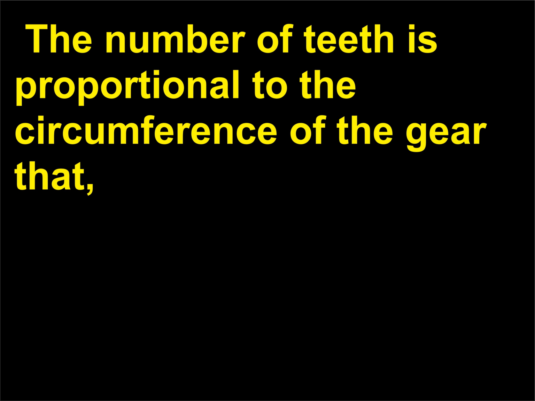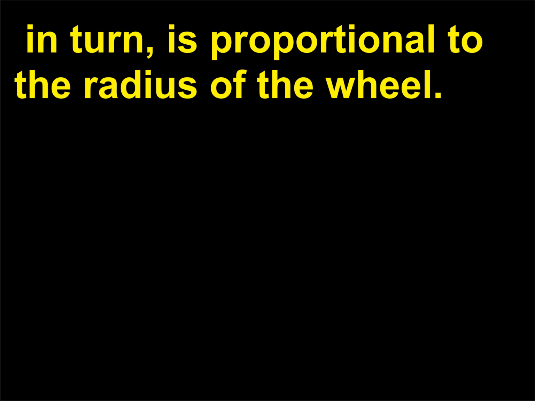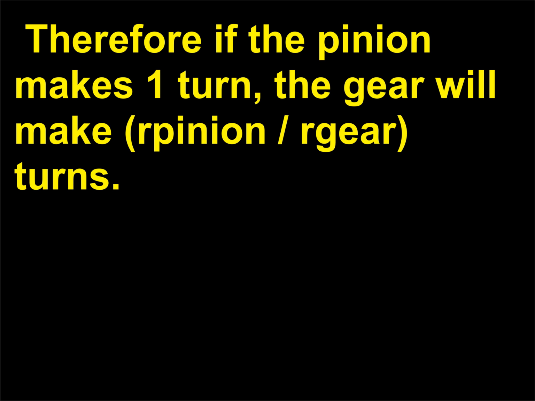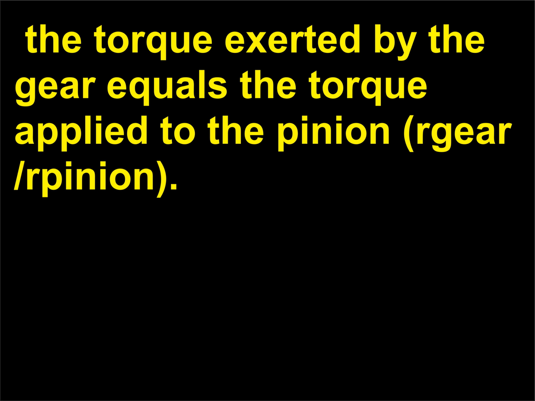The number of teeth is proportional to the circumference of the gear that, in turn, is proportional to the radius of the wheel. Therefore if the pinion makes one turn, the gear will make r_pinion/r_gear turns. Because energy is conserved, the torque exerted by the gear equals the torque applied to the pinion times r_gear/r_pinion.